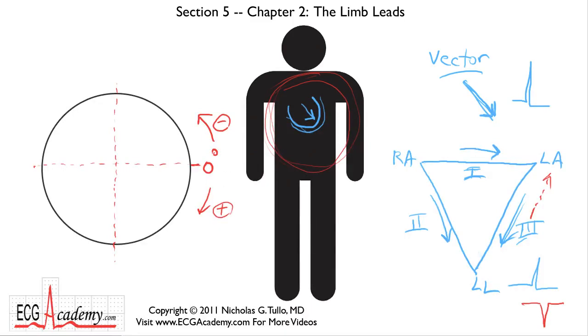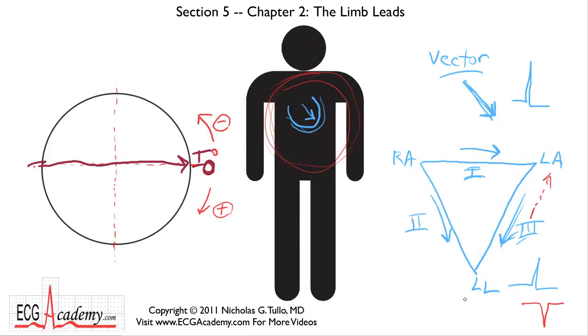But let's review what the ECG leads that we have in Einthoven's triangle are. We have lead 1, which is going from right arm to left arm, and that's going straight across, so we can draw it in this circle looking like this. So lead 1 is drawn straight across and is pointing to 0 degrees, and will record any activity that's going in a horizontal direction.